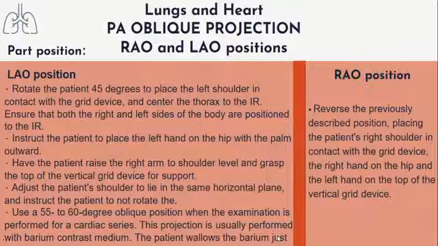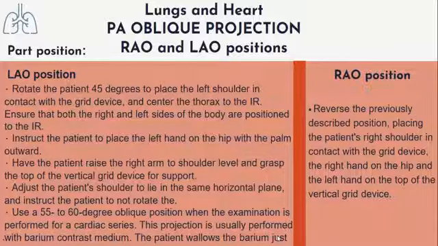So here is the part position. For the LAO position, we need to rotate the patient 45 degrees to place the left shoulder in contact with the grid device and center the thorax to the IR. Then we also need to ensure that both the right and left sides of the body are positioned to the IR. And we need to instruct the patient to place the left hand on the hip with the palm outward.